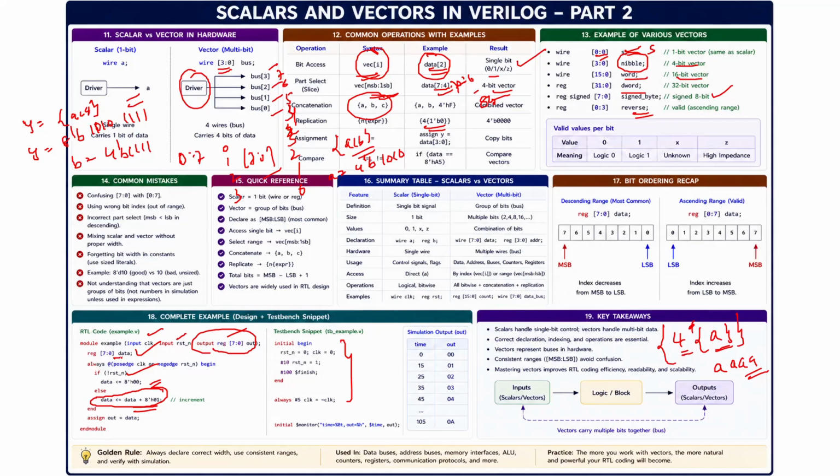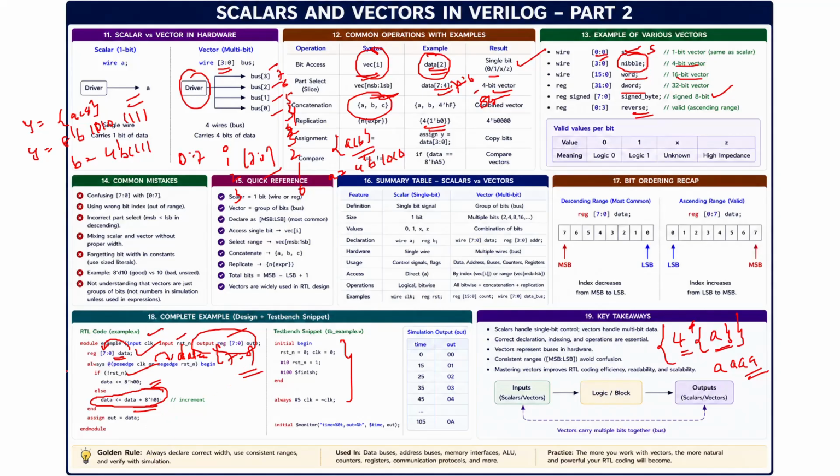So this is the static array, the packed array we are using. The packed array means the size is represented before the variable name. Unpacked means the size is represented after the variable, suppose data I am representing here. That is unpacked. We will explain packed and unpacked later.